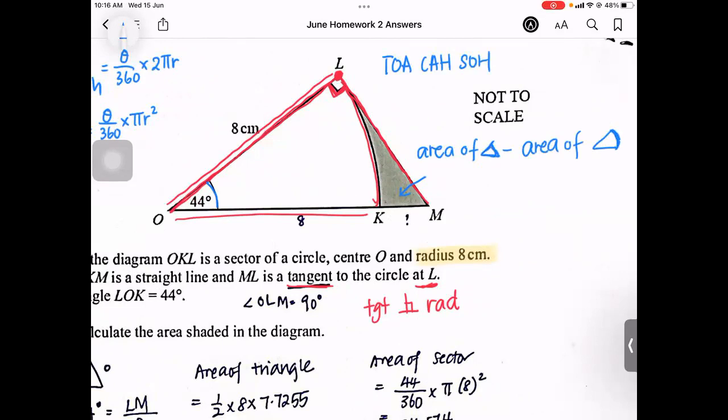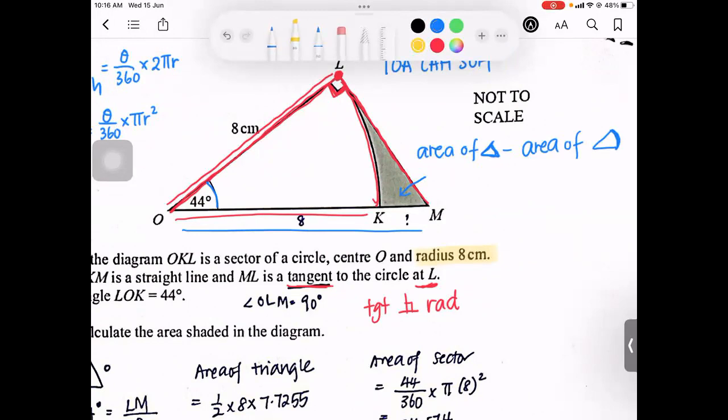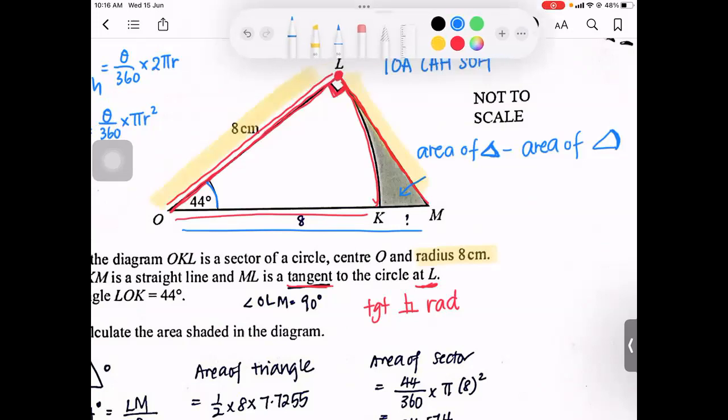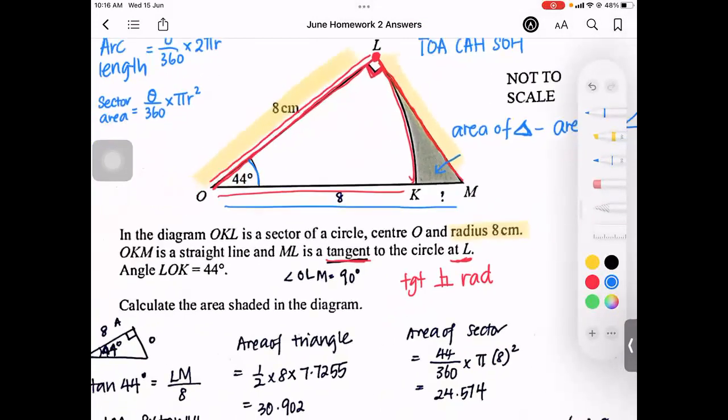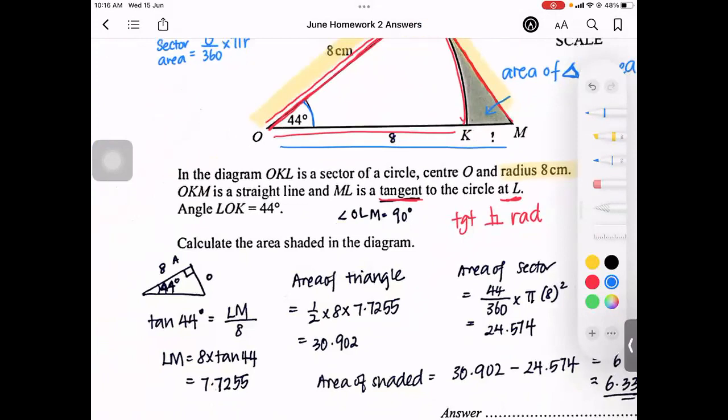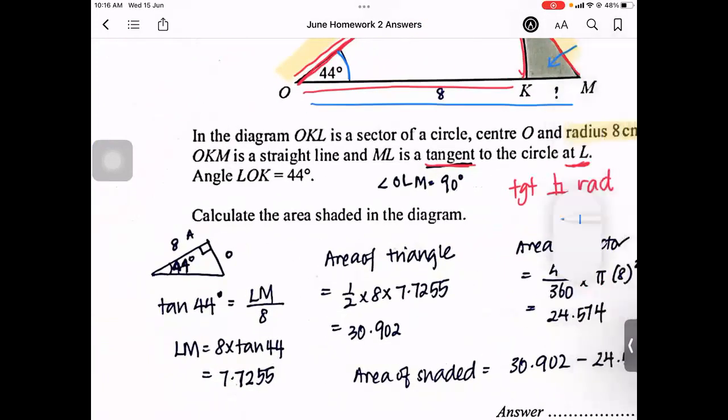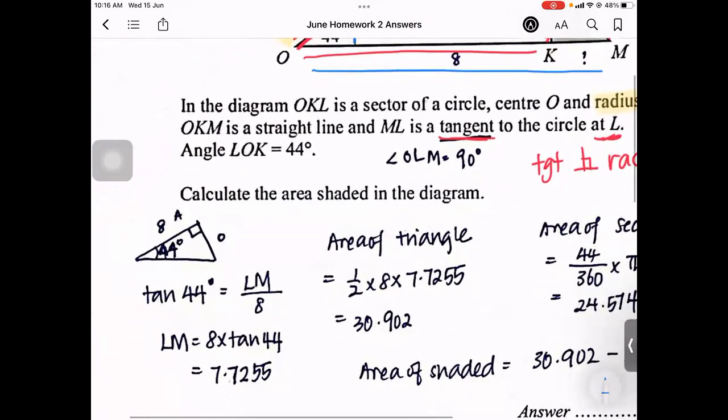If I want to find the area of the triangle, I can use half ab sine C, but I do not know this length. Either I find it, or I use half times base times height of my triangle. Either way, I still need to use SOH CAH TOA to find one of the lengths. For me, I found LM instead, to use half times base times height. If you find OM, that's also okay, then use half ab sine C.